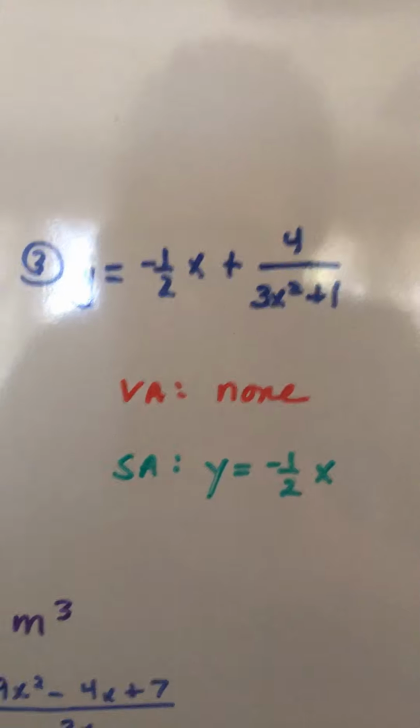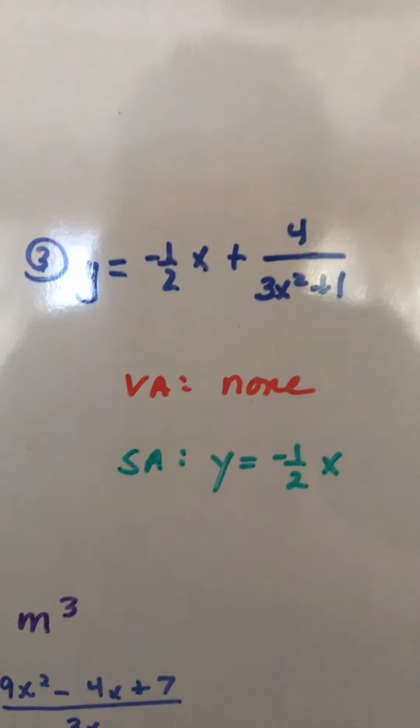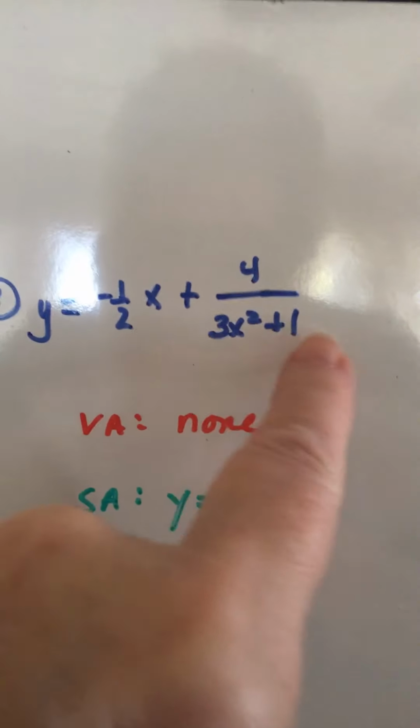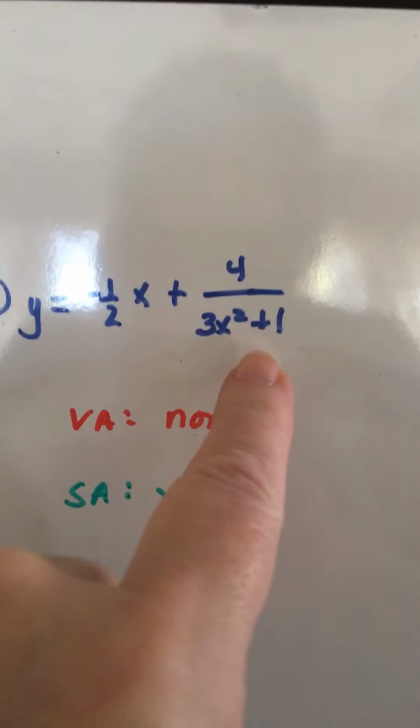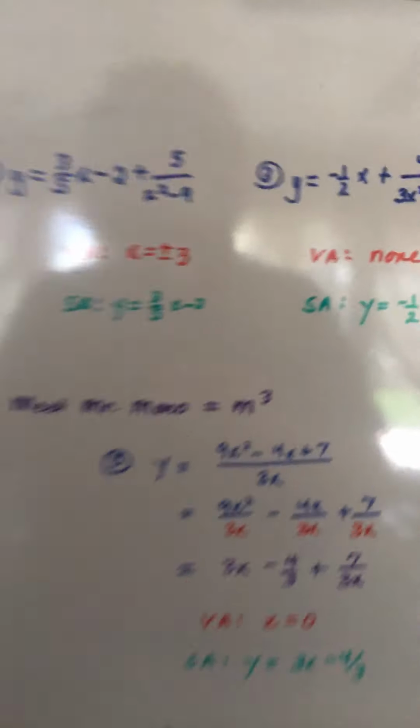Next one's already in quotient remainder form. The quotient is -1/2 x, so the slant asymptote is y equals -1/2 x. I come up over here, I look at my denominator. Only an imaginary number will make it 0, so there's no vertical asymptote.